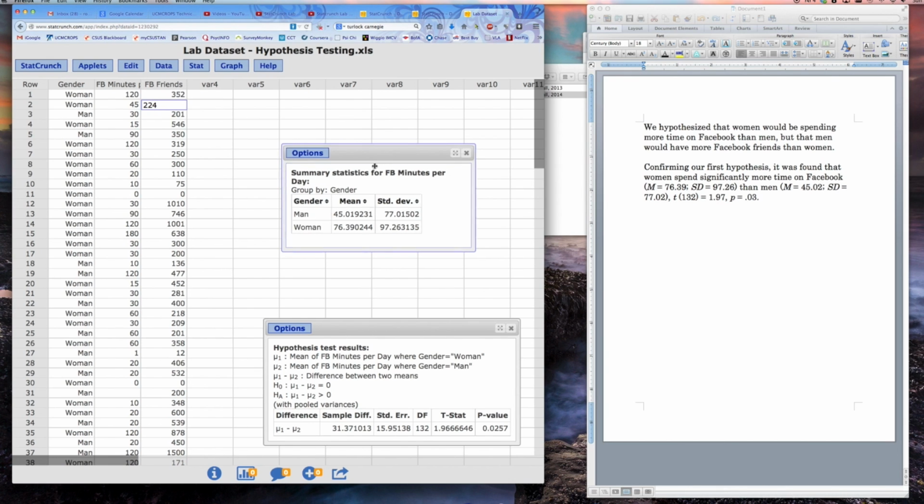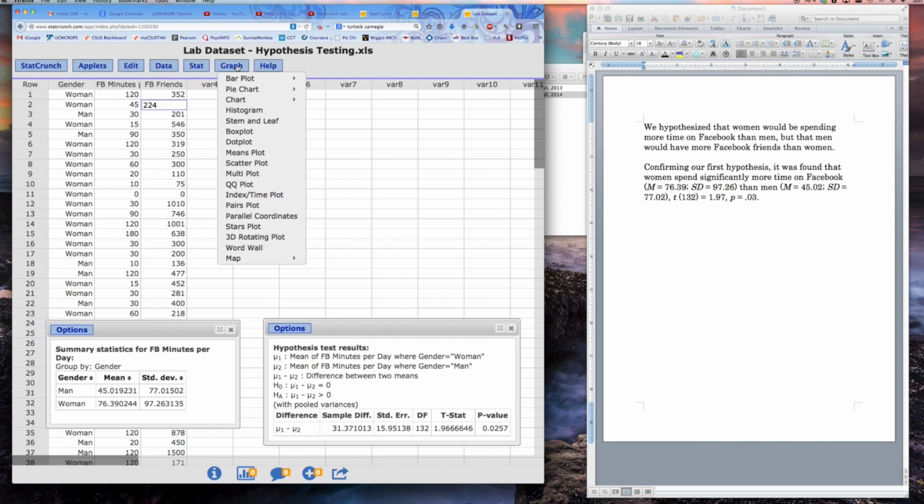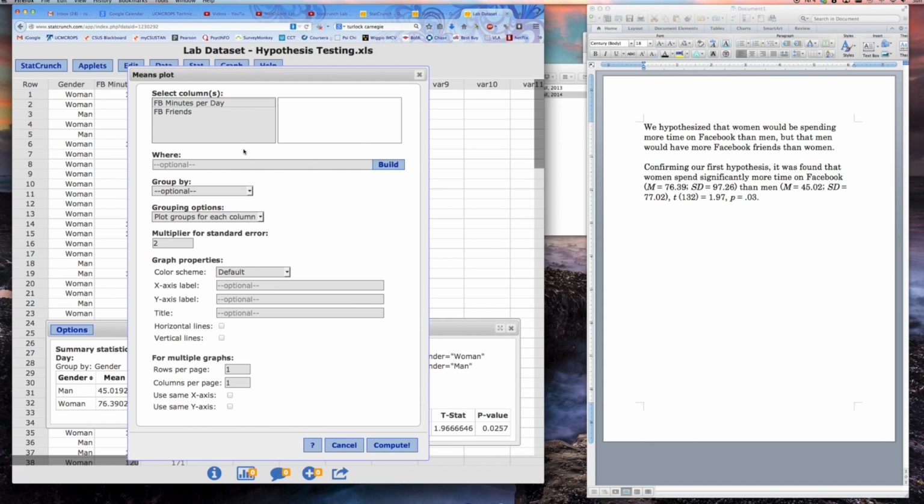So the last thing we need to wrap up our summary of this result is a nice graph showing this difference visually. We can do this by going to Graphs, and since we're going to be looking at their means, we're going to do a means plot. And just like before, we're putting in Facebook minutes per day for the dependent variable, and we're grouping it by gender, one for men and one for women. And that's all you need to do here. You can just hit compute.